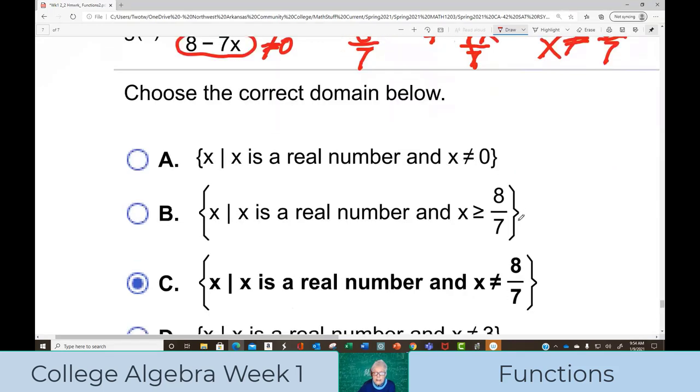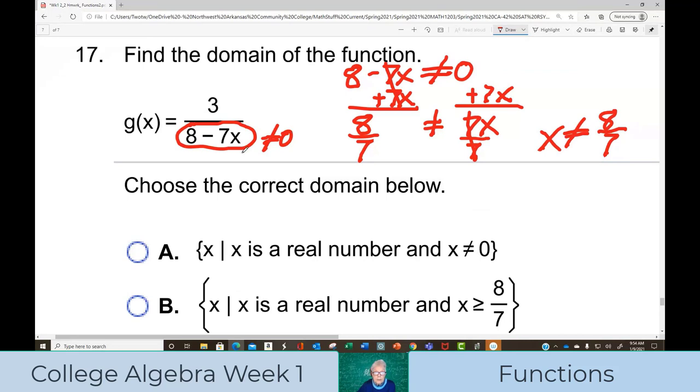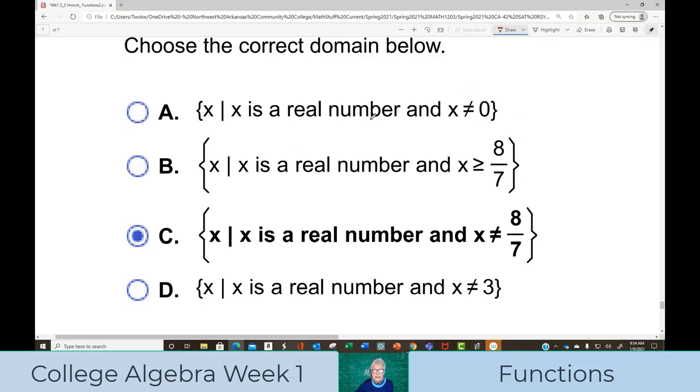So now we start reading these. X is a real number and X cannot equal 0. What would happen if X was 0? You'd have 8 minus 0. 7 times 0 is 0. You'd have 8 minus 0, which is 8. No problem. So this is not correct.